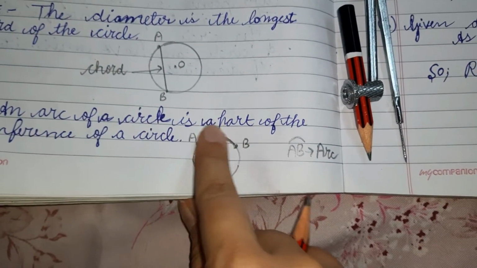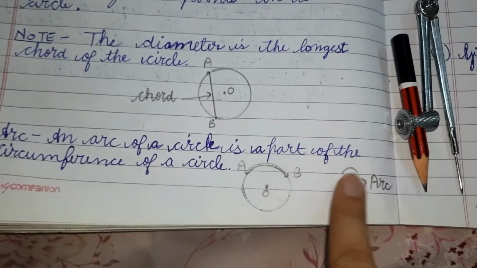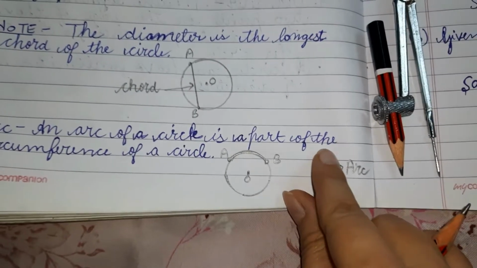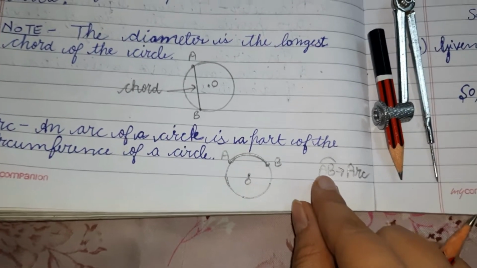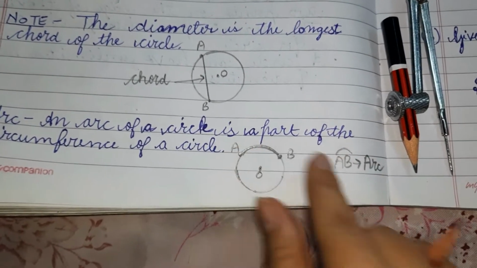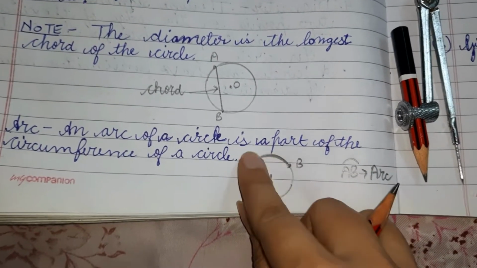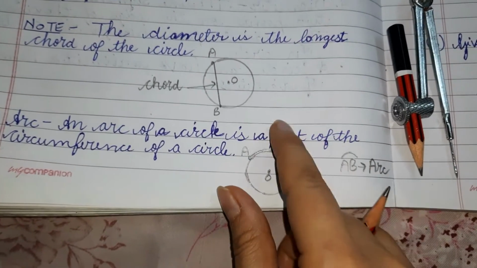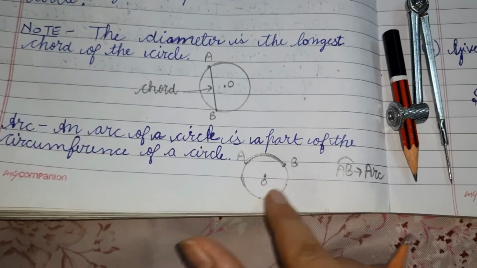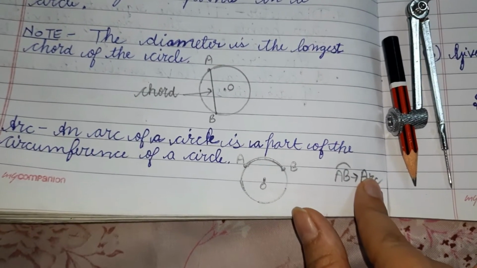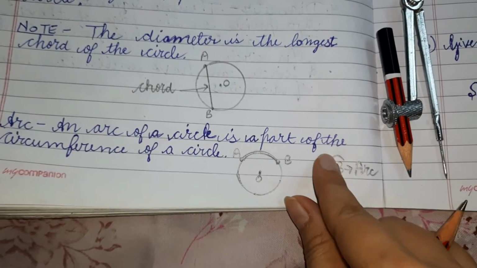This small portion will be called my arc, denoted by AB with a little curve above these two letters. So this AB curve is known as arc. This portion is known as my arc because it is just a small portion of the complete circumference. So AB will be called an arc, denoted by 2 letters and 1 curved part above them.